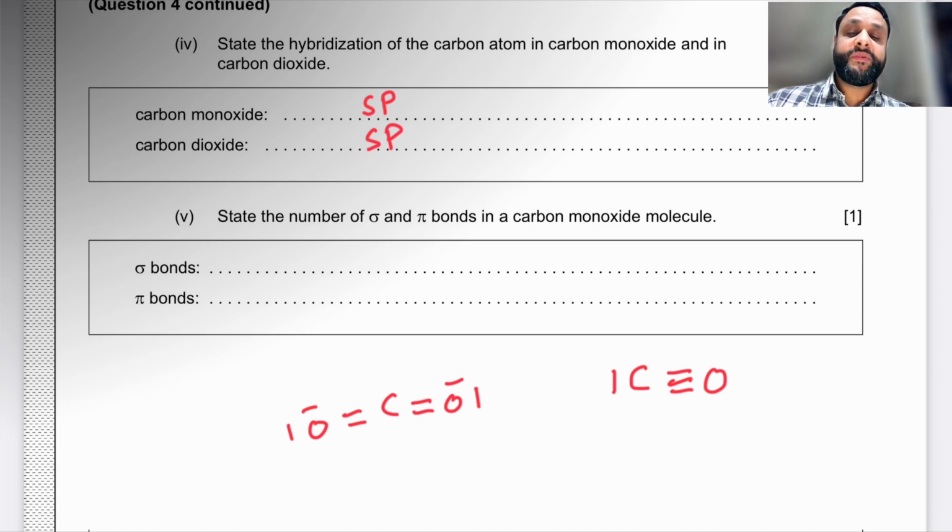State the number of sigma and pi bonds in the carbon monoxide molecule. A sigma bond is formed as a result of head-to-head overlap of atomic orbitals. So we have 1 sigma bond and we have two pi bonds. A pi bond is formed as a result of sidewise overlap of parallel p orbitals. So the sigma bond in carbon monoxide is 1, pi bonds 2.